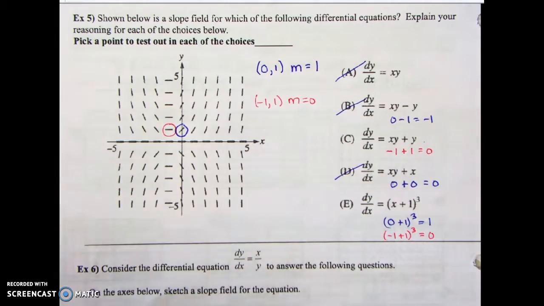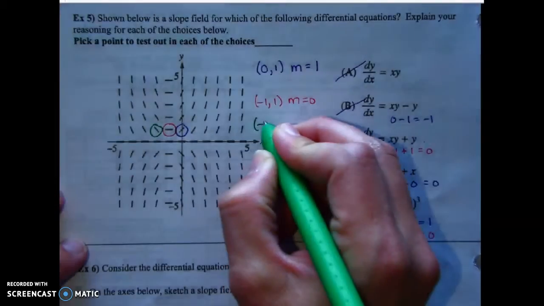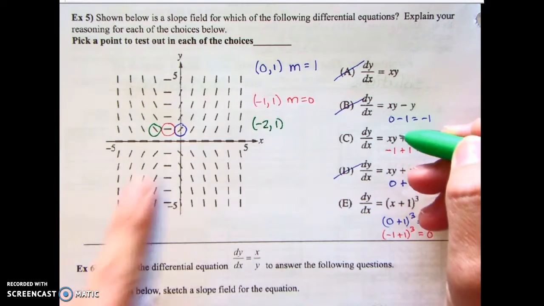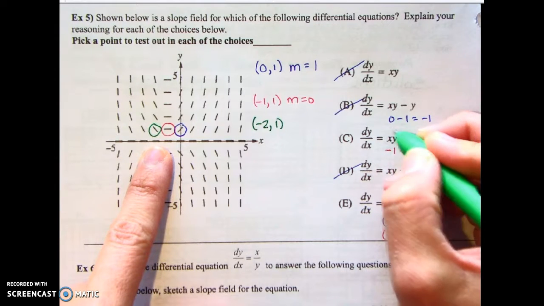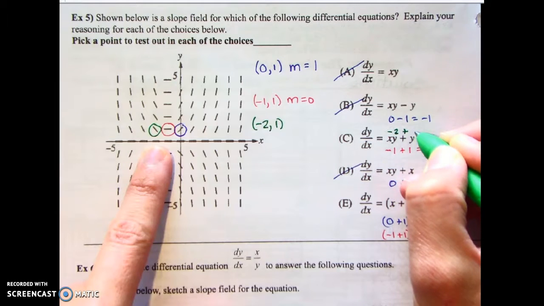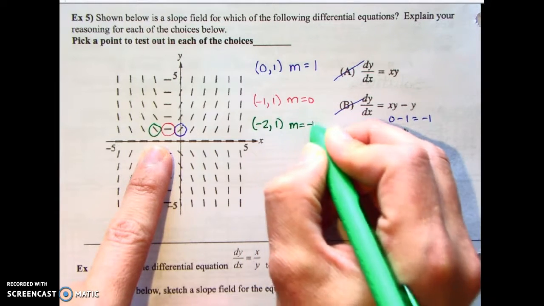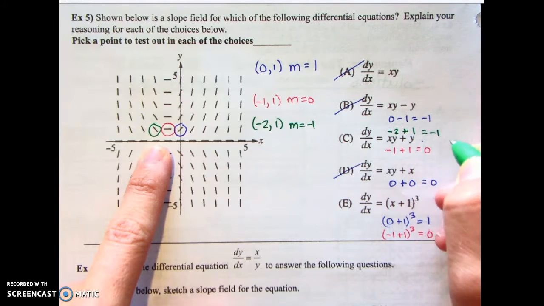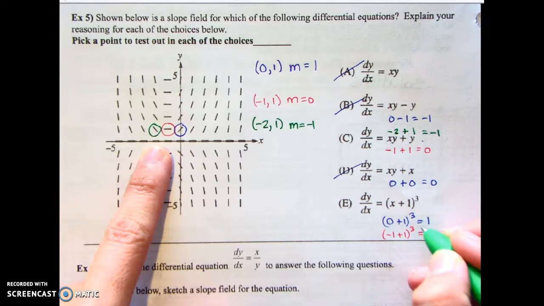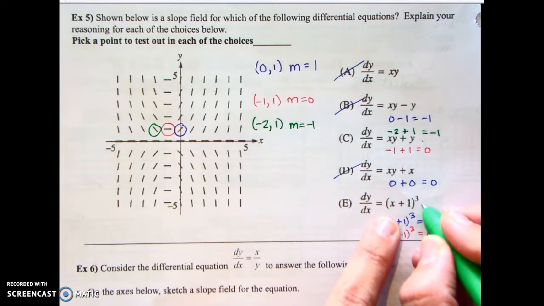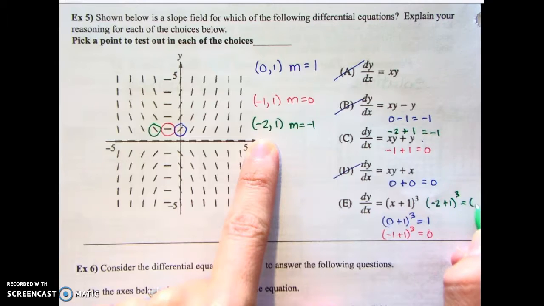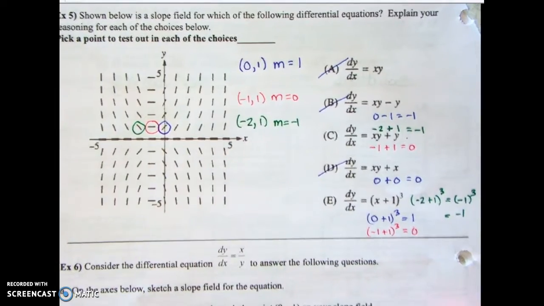Let's try this one: (-2, 1). Negative 2 times 1 is negative 2, plus, oh, we didn't talk about the slope. The slope here is negative 1. Negative 2 plus 1, the y value is 1, equals negative 1. So C works. Let's look at E. What x value are we plugging in? We're plugging in negative 2, and we're adding 1 to get negative 1 cubed, which equals negative 1. Okay, all of these are working.